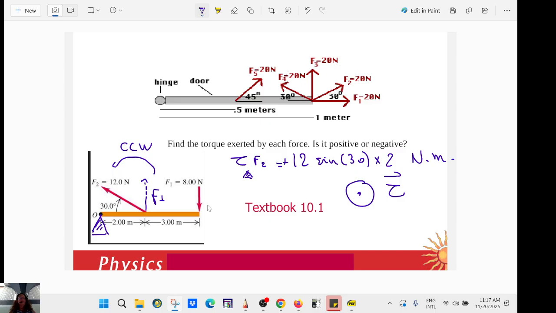This one, I will say the torque applied by F1 relative to the axis of rotation is going to be 8 times 5, in Newton meters, but it's clockwise, so we have a negative. It's a negative here, and that will be into the board.